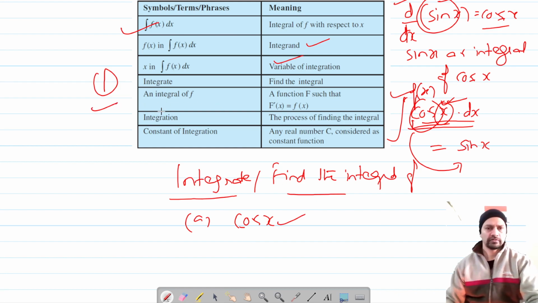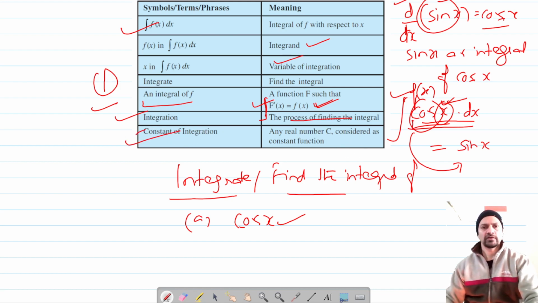By this time, we all know that the integral of f means a function F such that the differentiation of the function is equal to f of x. And when we integrate f of x, we get F. So that is an integral of f. Now, integration is the process of finding the integral, which is just the reverse of differentiation.